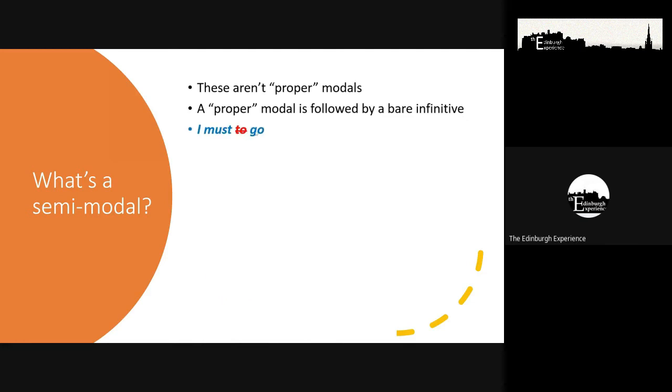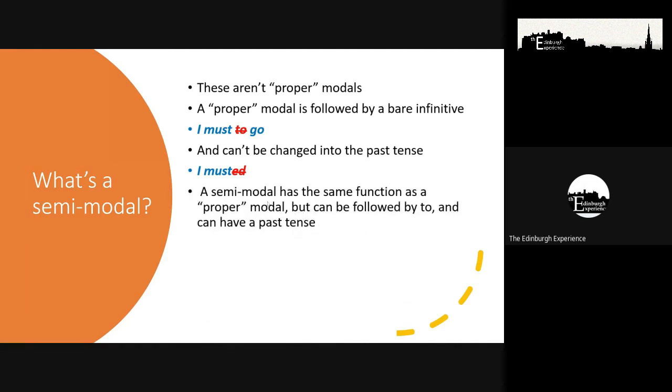I must go. Yeah, I never say I must to go. This is a really common error. And it's a normal error, as we'll see in a second. And when we're talking about modals of obligation, I can't change it into the past tense. So I can't say I musted. Okay.